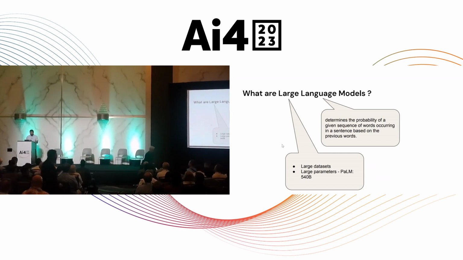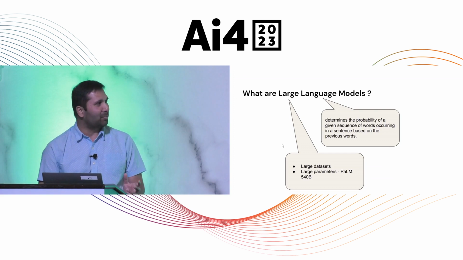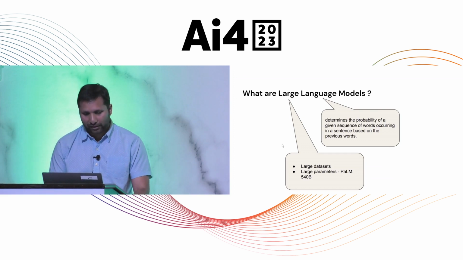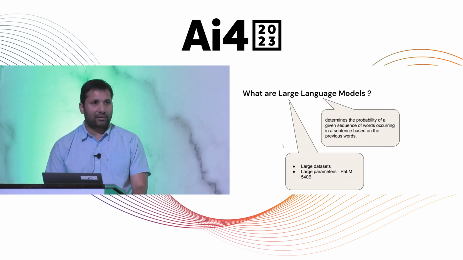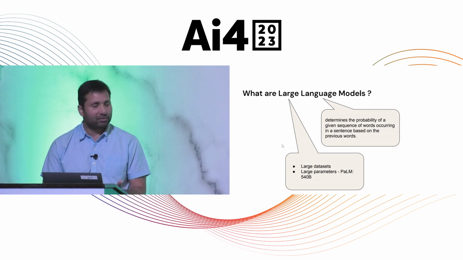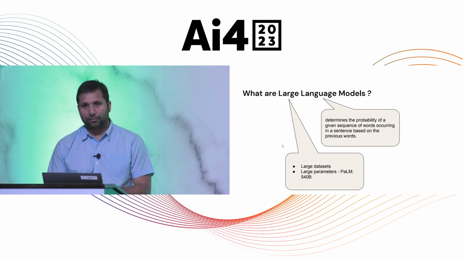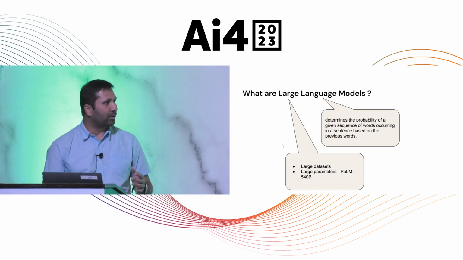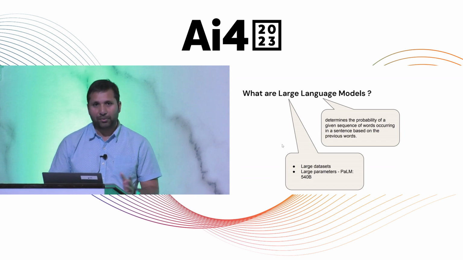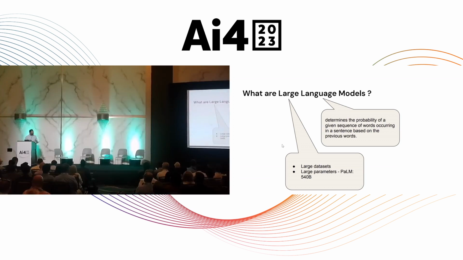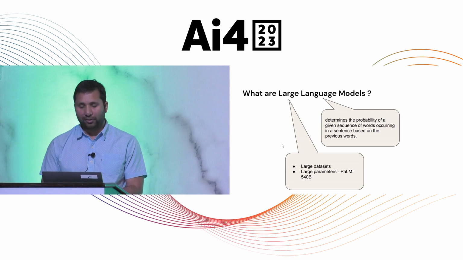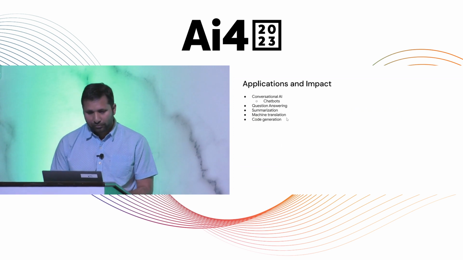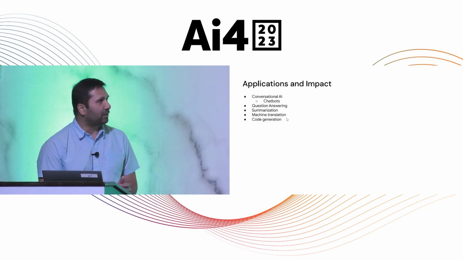So for example, PaLM is one of the large language models which we will take a look at in the following slides. It has about 540 billion parameters. The models that were being used before these were less than 1 billion parameters. So we were dealing with models which had around millions of parameters, but large language models tend to have parameters in terms of billions. And here are some of the applications.